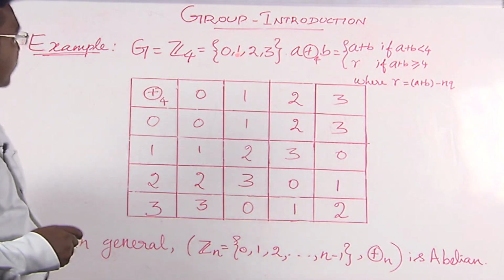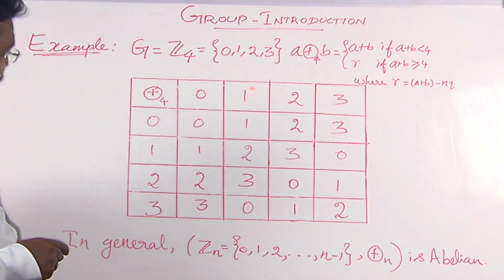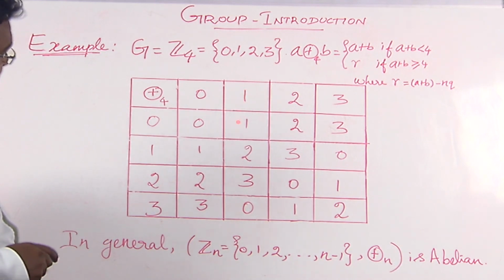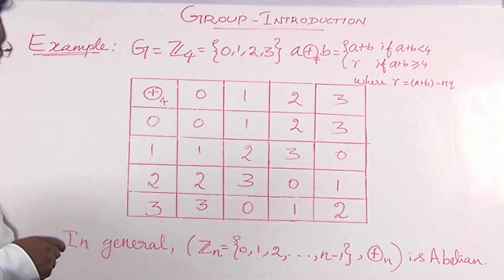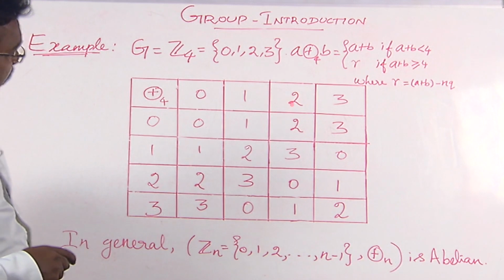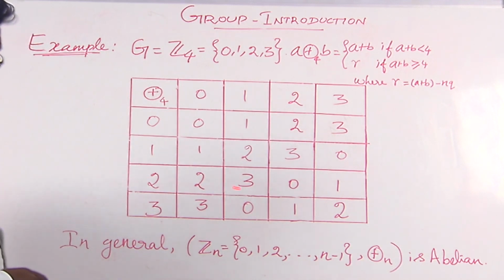Next, we have to find the inverse for 1. That means we have to find the identity in this column, the second column. The identity 0 is placed in the last row of this Cayley table, which means the inverse of 1 is 3. Therefore, 1 plus 3 is 0. Next, we have to find the inverse for 2. That means we have to find 0 here. 0 is in the third row of this Cayley table, which means the inverse of 2 is 2. Therefore, 2 plus 2 is 0.